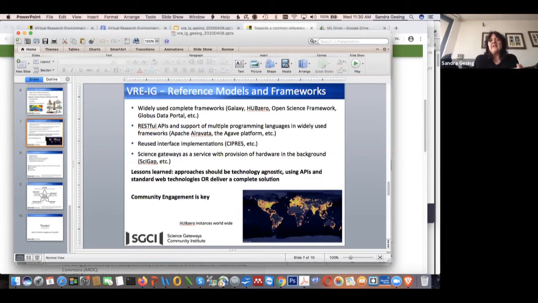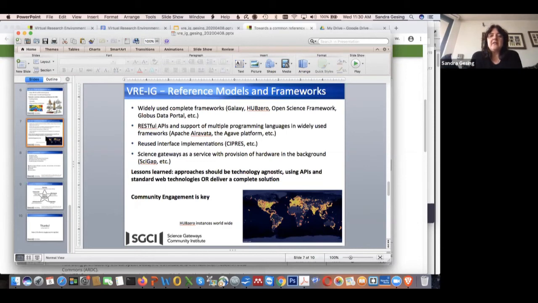So yeah, we looked also at reference models and frameworks with collaborators at the Science Gateways Community Institute, that is an NSF-funded institute in the US. And we provide services to help people build Science Gateways and get users up to speed for Science Gateways or virtual research environments. And we looked at what are the successful models.